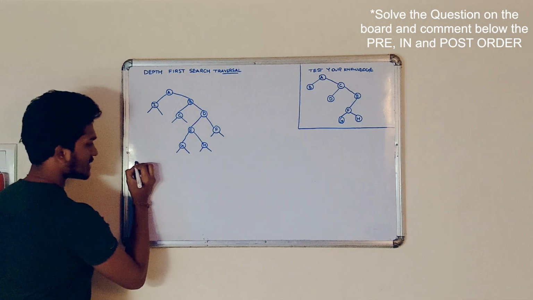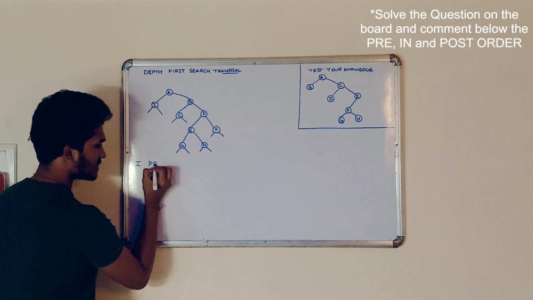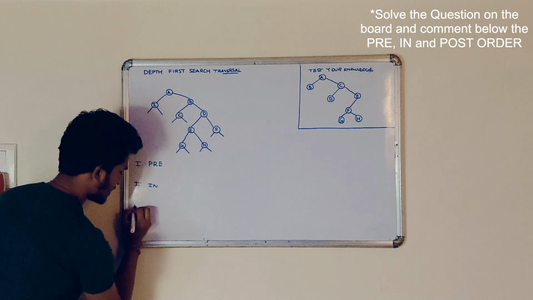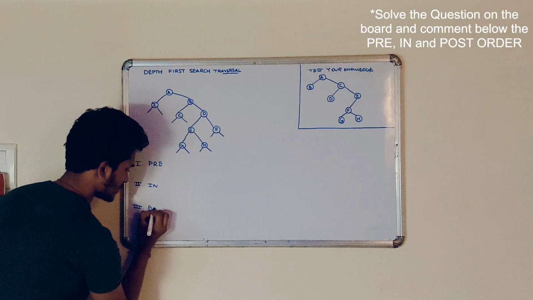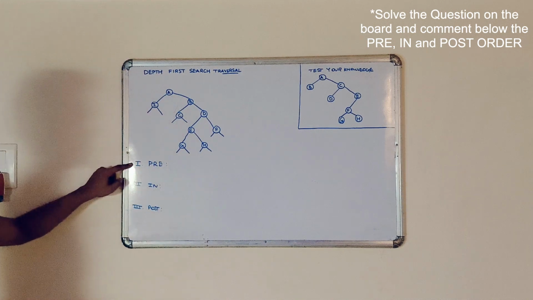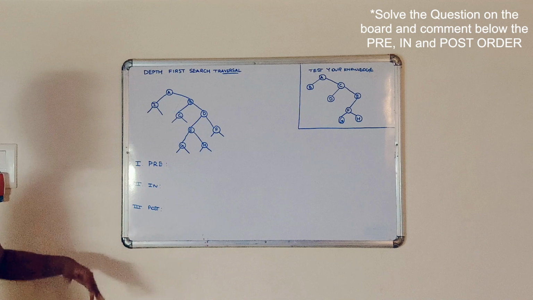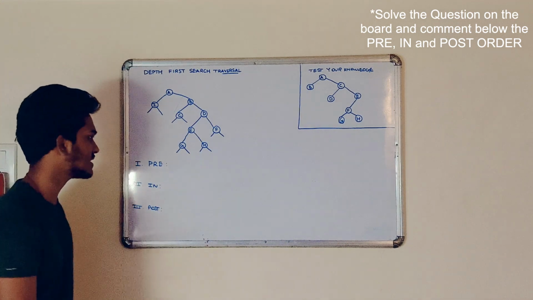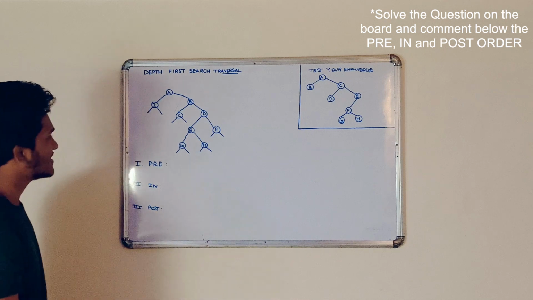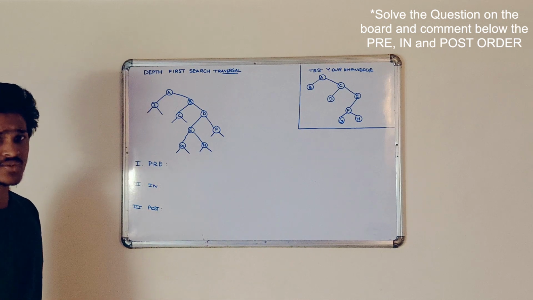The second step, you'll write in pre, in, and post order. And you'll number them like this. First is pre, second is in, third is post. It's really easy to remember this because pre, in, and post. You get it. Now, we have completed two steps already.